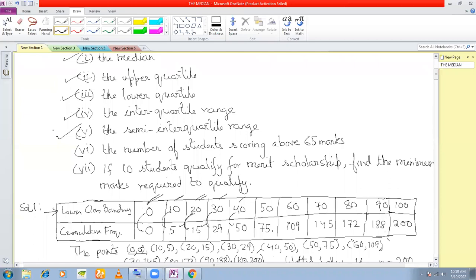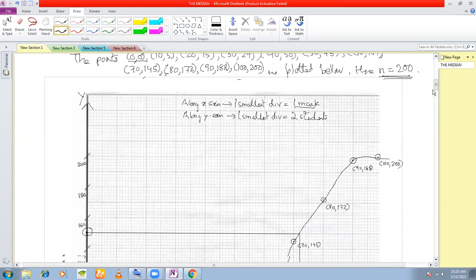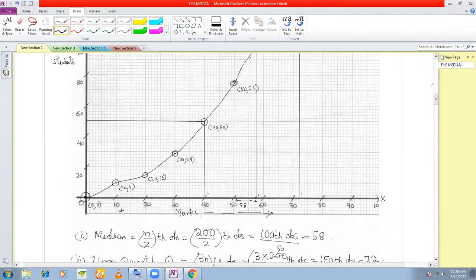Now look at the 6th question. This is a little technical question. The question is number of students scoring above 65 marks. Now 65 marks, if you see, we have plotted along the x-axis, right? So you need to find out the number of students who have scored above 65 marks. Because we have plotted marks in the x-axis, we are going to locate 65 in the x-axis. Which point is your 65? This point is your 65, right?